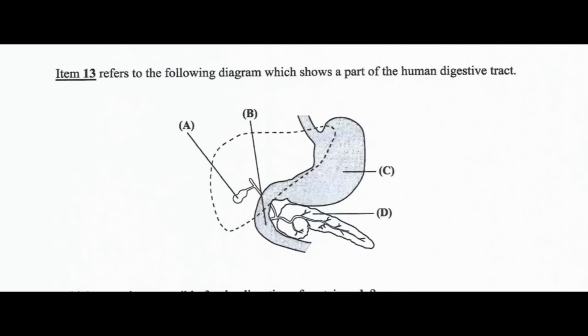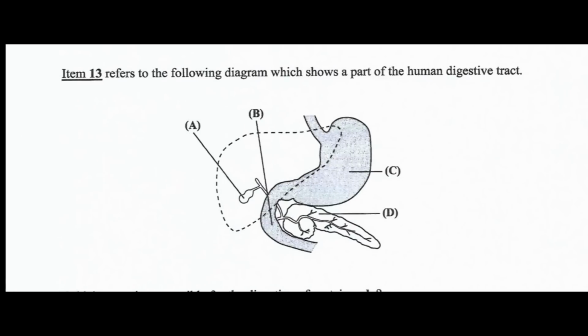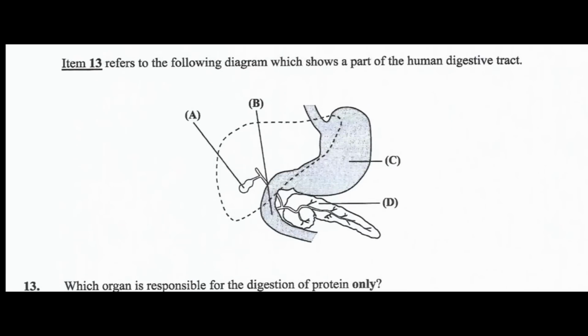13, I see the accessory organs. Some accessory organs for your digestive tract, and that's true. You have the main alimentary canal running through the stomach and so on. So item 13 refers to the following diagram, which shows a part of the human digestive tract. It depends on how fast you work, but you can actually label these parts when practicing.